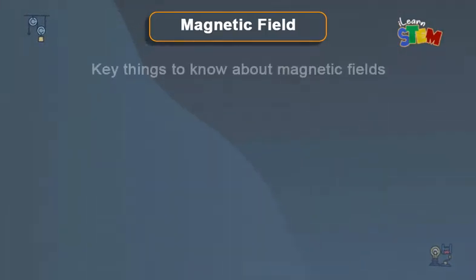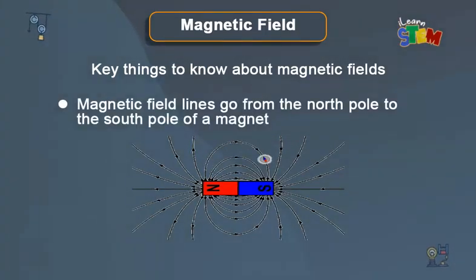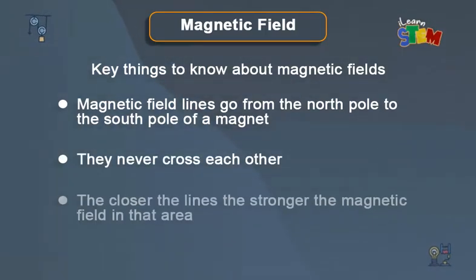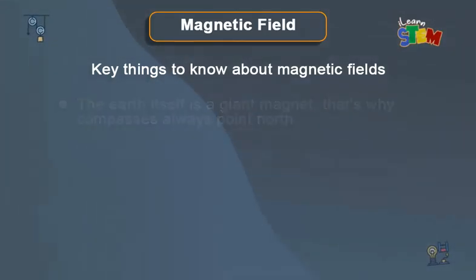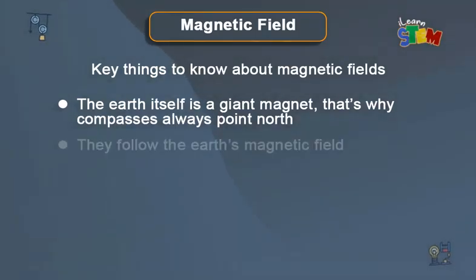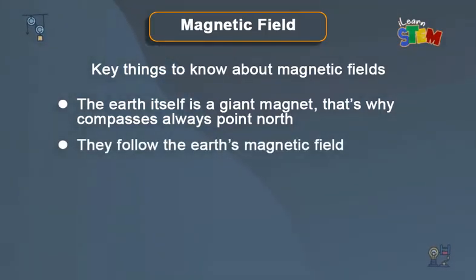Here are a few key things to know about magnetic fields. Magnetic field lines go from the North Pole to the South Pole of a magnet. They never cross each other. The closer the lines, the stronger the magnetic field in that area. And guess what? The Earth itself is a giant magnet. That's why compasses always point north. They follow the Earth's magnetic field. Now, that's science in action.